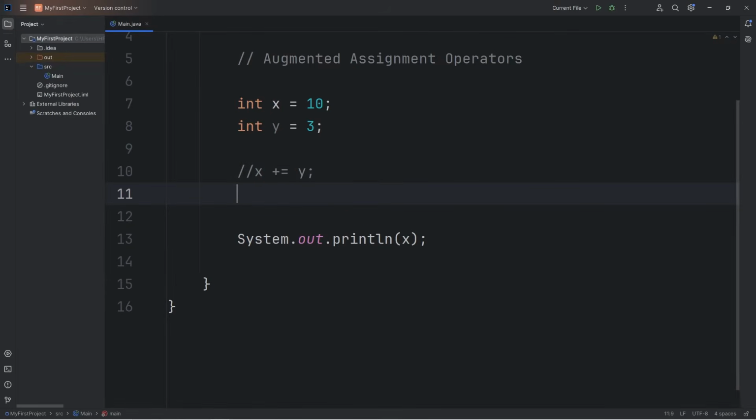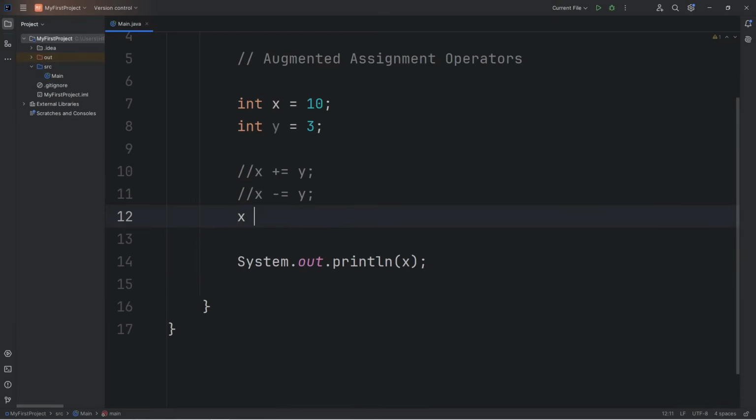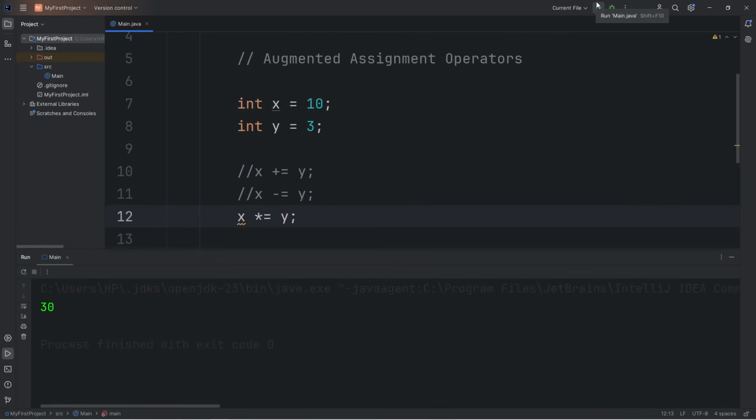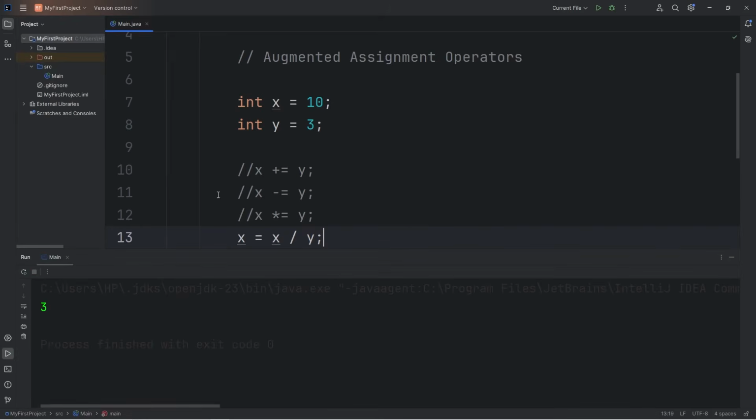There's also subtraction. X equals X minus Y. 10 minus 3 is 7, but we could condense it to be X minus equals Y. That gives us 7. Or multiplication, X equals X times Y. 10 times 3 is 30, but we can condense it to be X times equals Y. That is also 30. For division, X equals X divided by Y. That gives us 3.